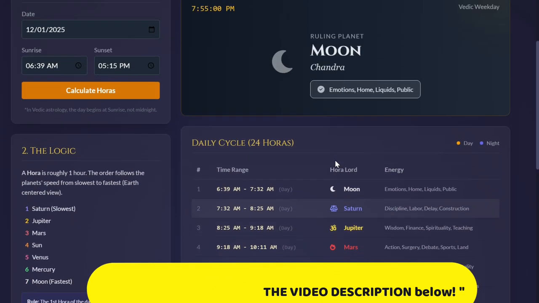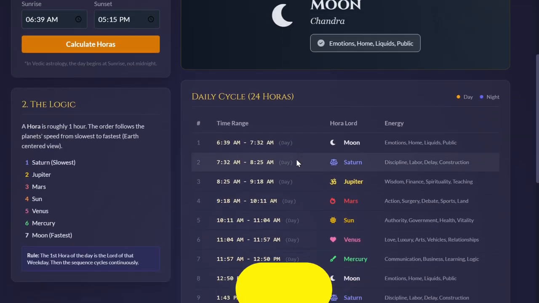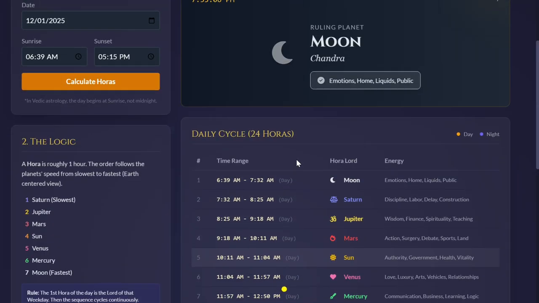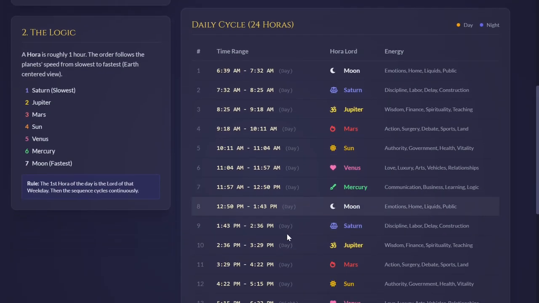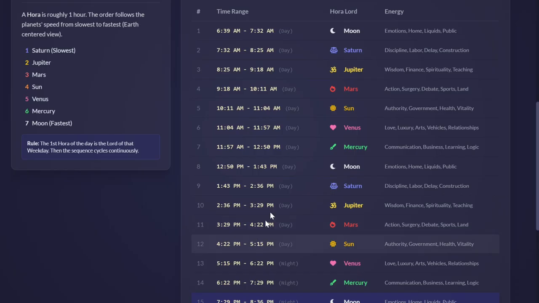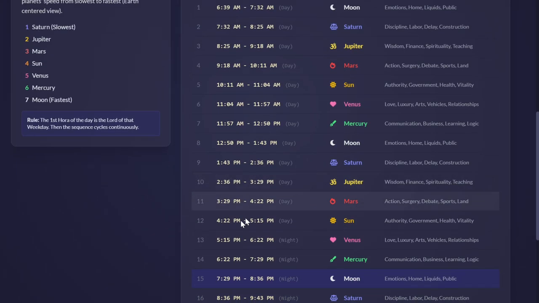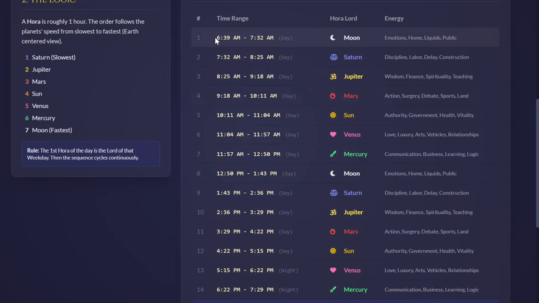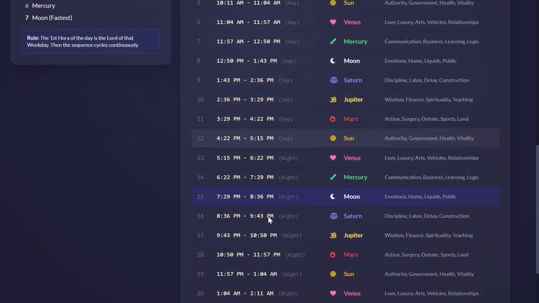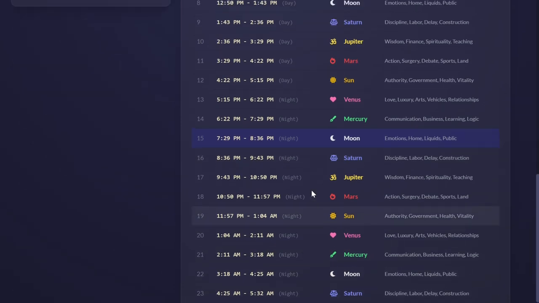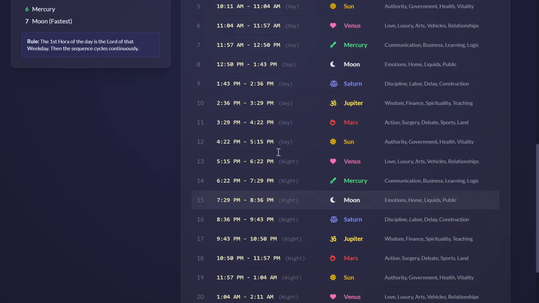Now see, the sunrise was at 6:39 a.m. and sunset is at 5:15 p.m. So let us check the 12th hora. See, the first hora will start at 6:39 a.m. and the last hora of the day would end at 5:15 p.m. because sunset was at 5:15 p.m. So what it has done is divide all this time from 6:39 to 5:15 into 12 equal parts. And again from 5:15 p.m. to the next 6:39 a.m. into 12 equal parts.